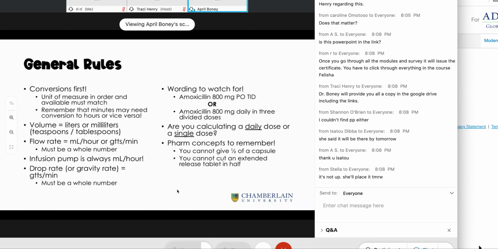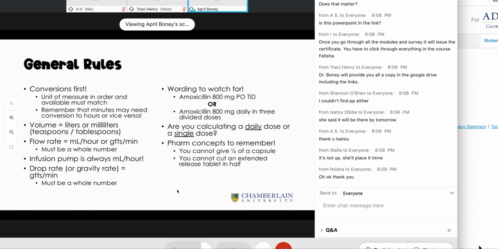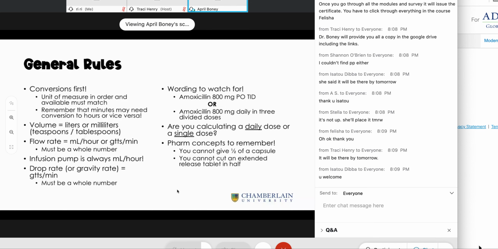Flow rate. If you see the word flow rate, that could mean milliliters per hour or drops per minute. If we're using an infusion pump, it's going to be milliliters per hour. Sometimes they'll use the word drop rate or gravity rate. That means drops per minute. Either way, milliliters per hour or drops per minute can only be a whole number. Now, we're not talking on NCLEX about fancy critical care pumps that can deliver a tenth of a milliliter.